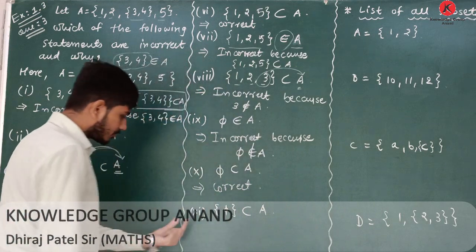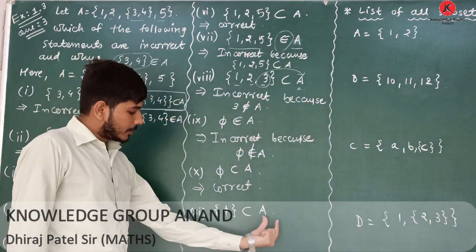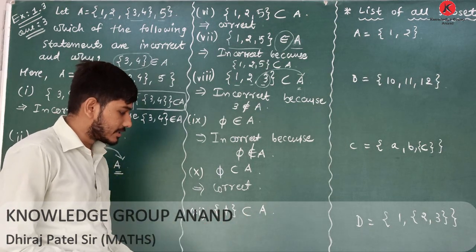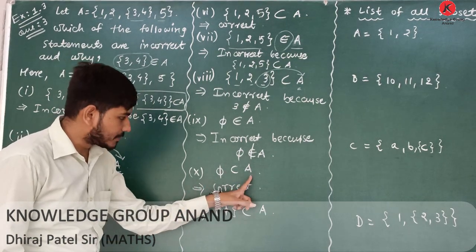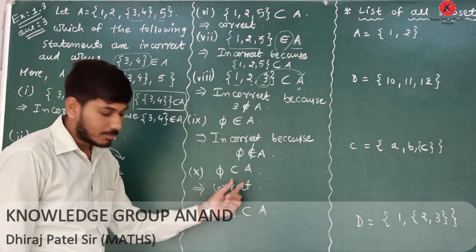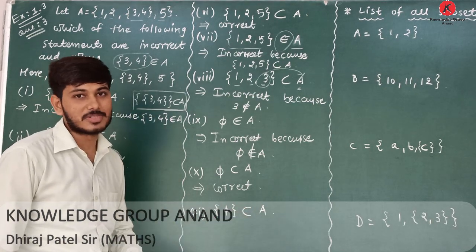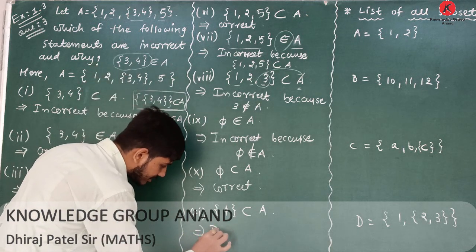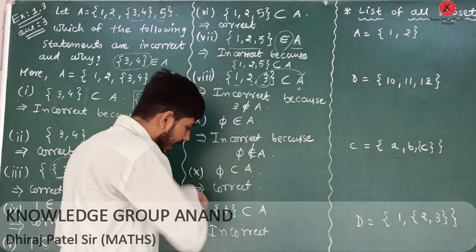See here. Next one. Curly bracket phi, subset of set A. Now see here, curly bracket phi is a subset of set A. We know that phi is a subset of set A. But curly bracket phi is not a subset of set A. It is an incorrect statement. Why?